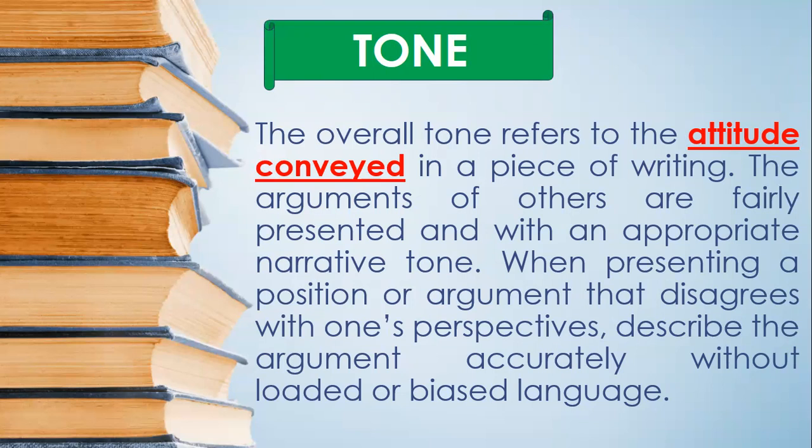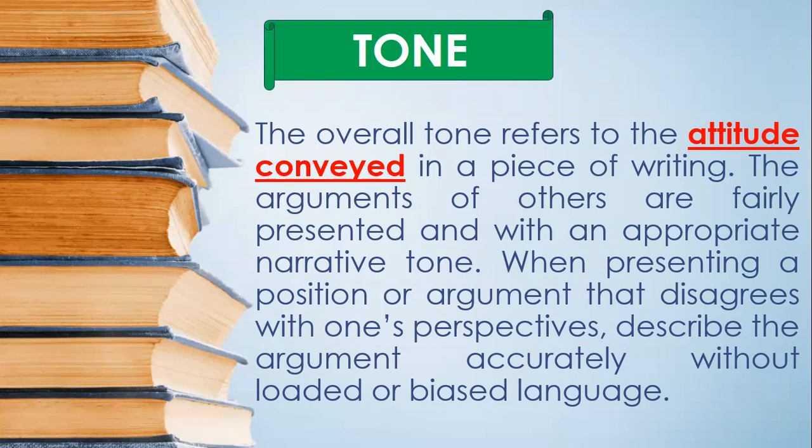Okay, so the tone of academic text is generally fair, okay, or objective. So in other words, it is not biased. Okay, it is not biased. It doesn't take sides. It remains neutral. It remains in the middle. Okay, so the arguments of other writers or other authors are fairly presented and with an appropriate narrative tone.